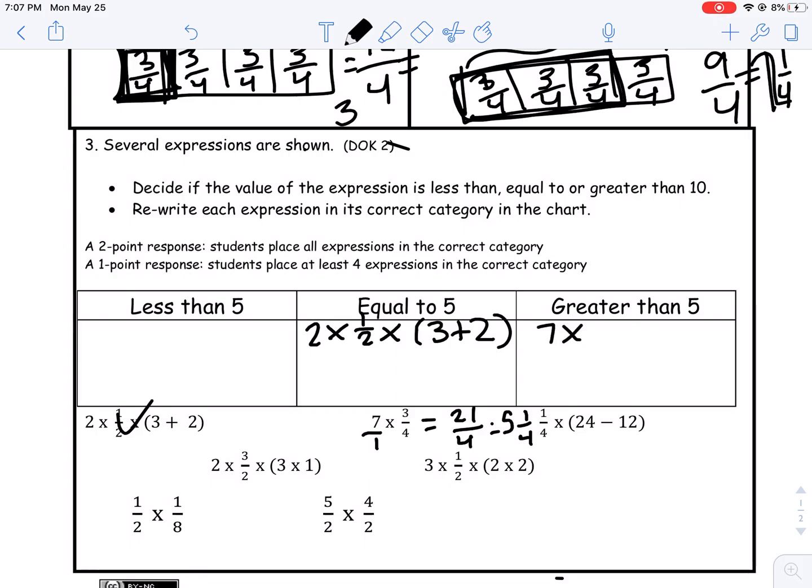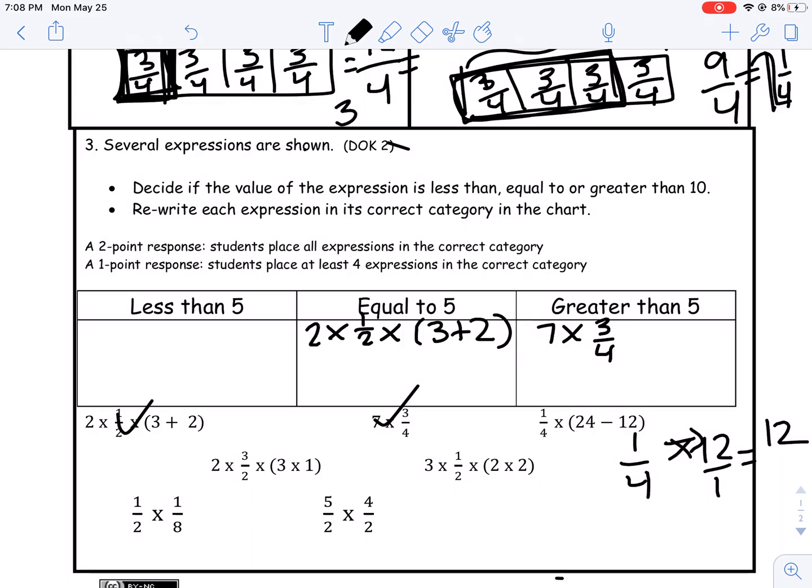So we're going to write 7 times 3/4 over here. Once again, I'm going to erase it just to make it easier on myself. Okay, 1/4 times 24 minus 12. 24 minus 12 is 12, and I'm going to multiply that times 1/4. I'm going to create that 12 into a fraction. 1 times 12 equals 12. 4 times 1 equals 4. 4 goes into 12 3 times. So my final answer on that one would be 3, so that's less than 5.